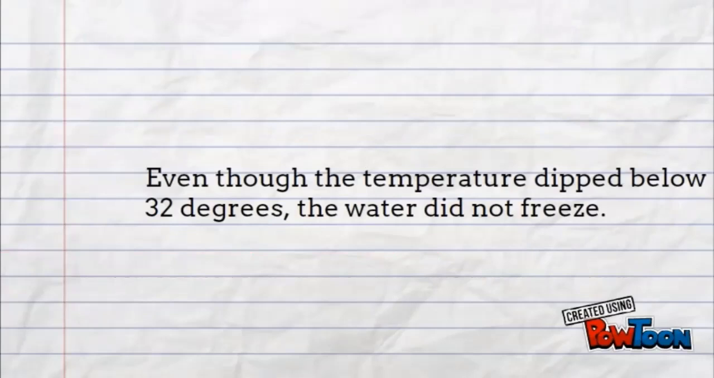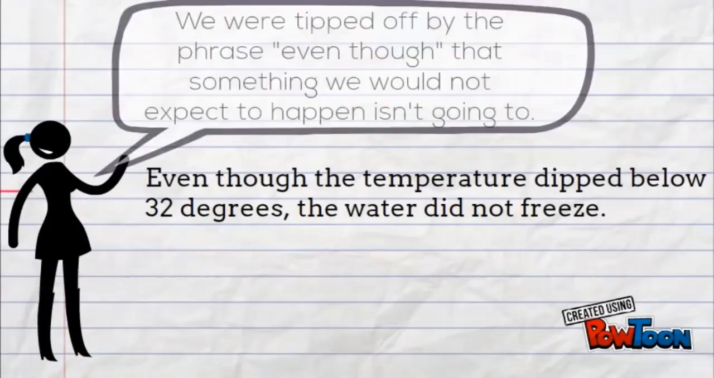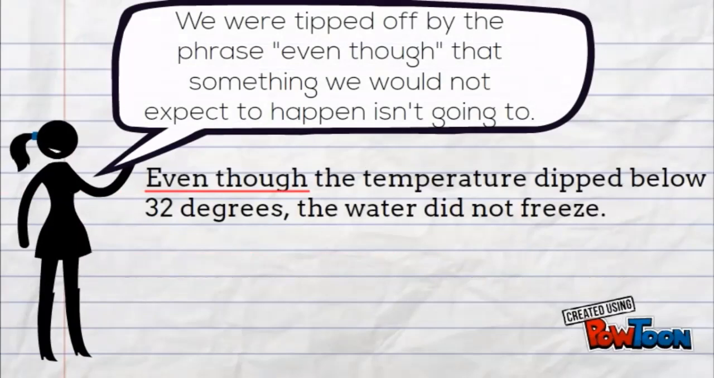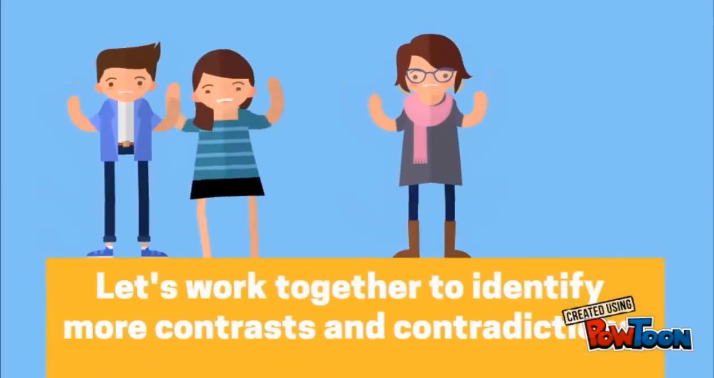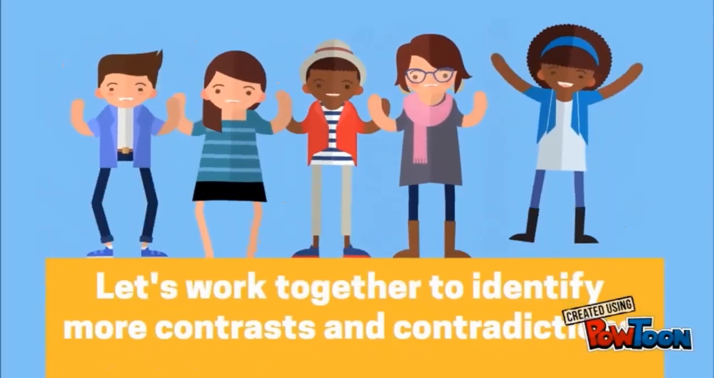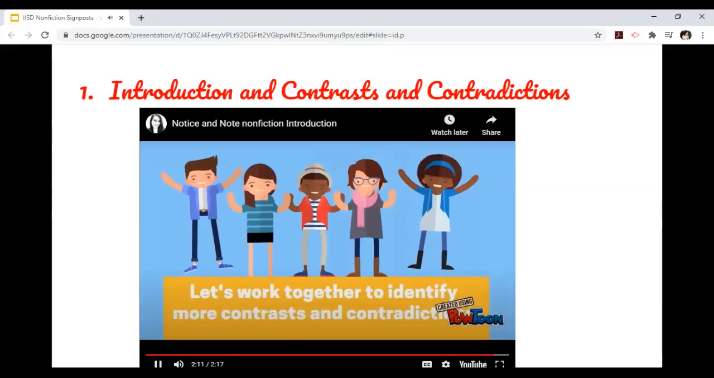Now for the next example. Even though the temperature dipped below 32 degrees, the water did not freeze. We are tipped off by the phrase, even though, that something we would not expect to happen is going to. Remember, water freezes at 32 degrees, so it's kind of odd that the water didn't freeze. Let's work together to identify more contrasts and contradictions.